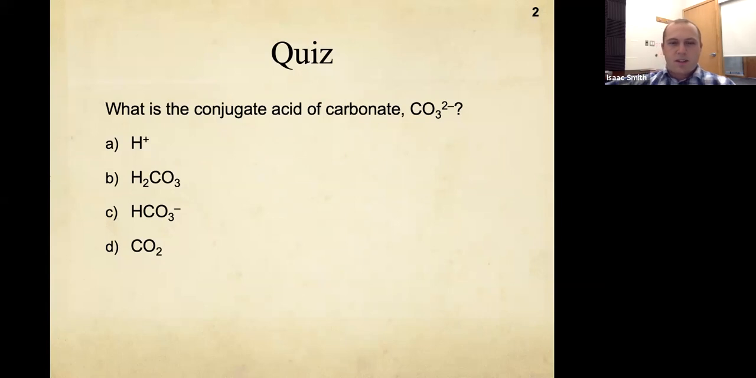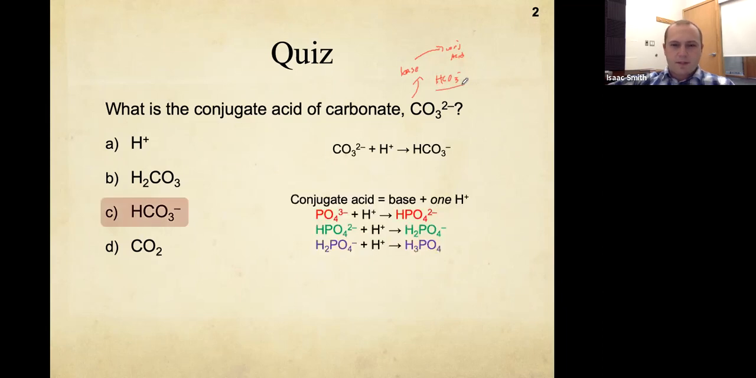Okay, so it says, what is the conjugate acid of carbonate? If the question's asking for the conjugate acid of carbonate, it's making the assumption that this is the base. So a base being converted into a conjugate acid. And remember, bases accept protons. So if carbonate accepted a proton, it would become HCO3 minus. So that would be your conjugate acid. Again, the conjugate acid is always just whatever the base is plus 1 proton.